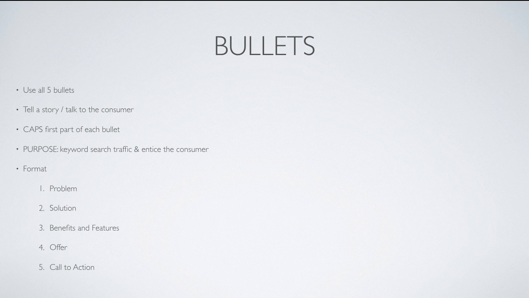And finally, we talked about the format of the bullets, and in my opinion, you can use this format. It's worked really well for me: you present the problem, then the solution and how your product offers the solution to their problem. Number 3, benefits first and then features. Number 4, make the offer. And then number 5, the call to action.